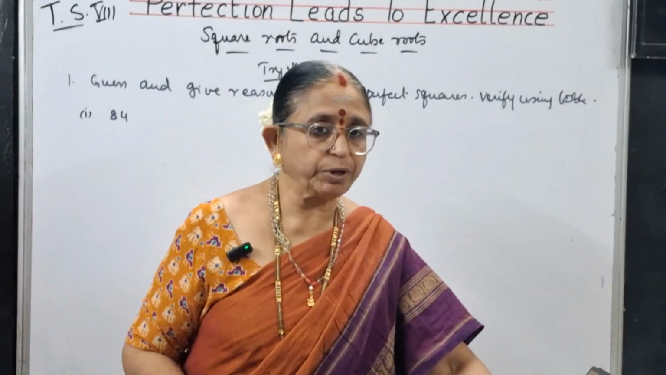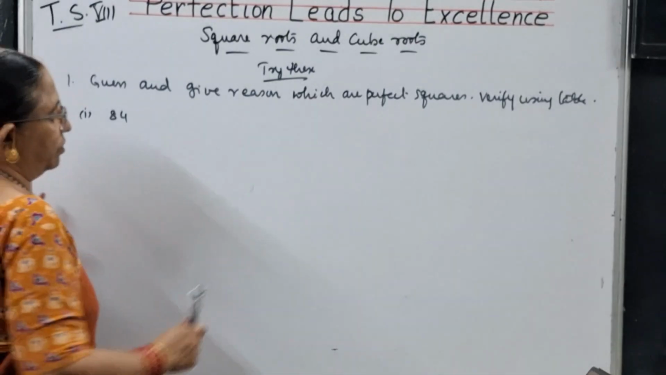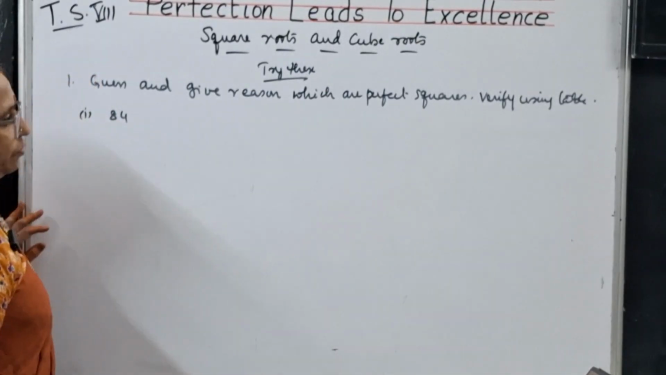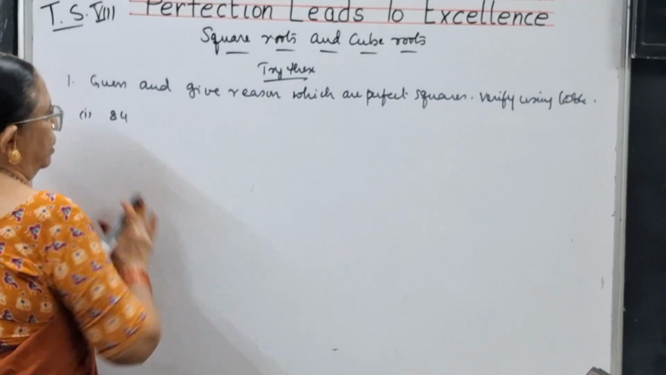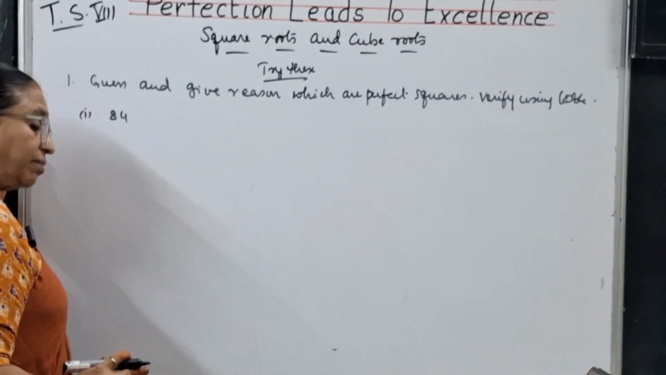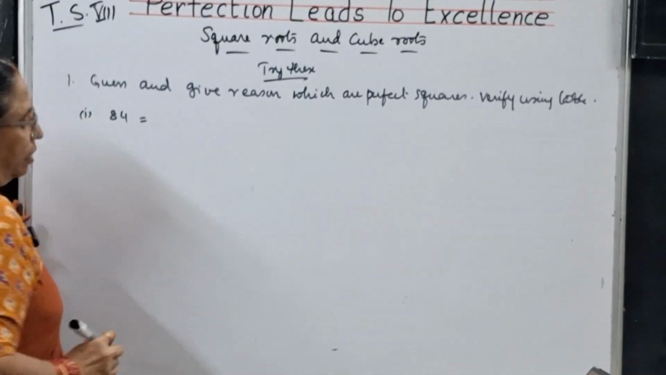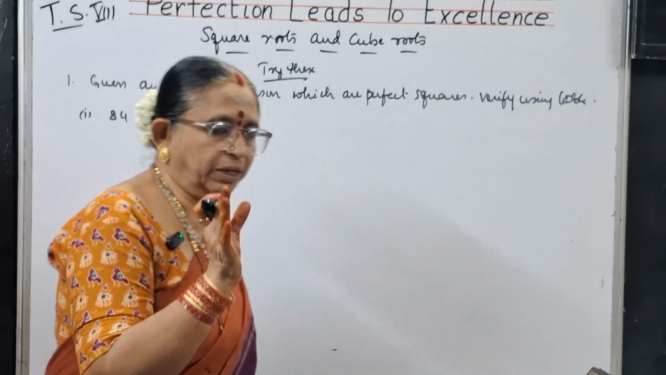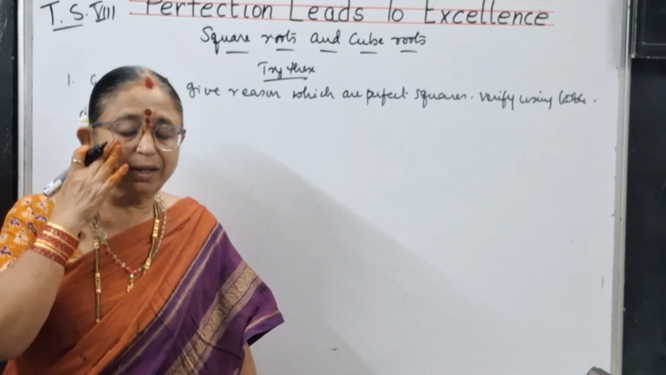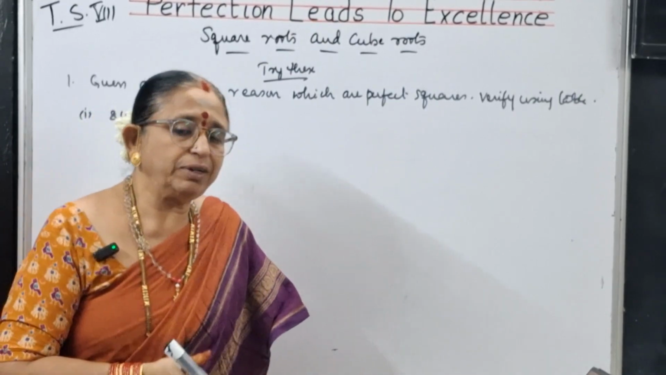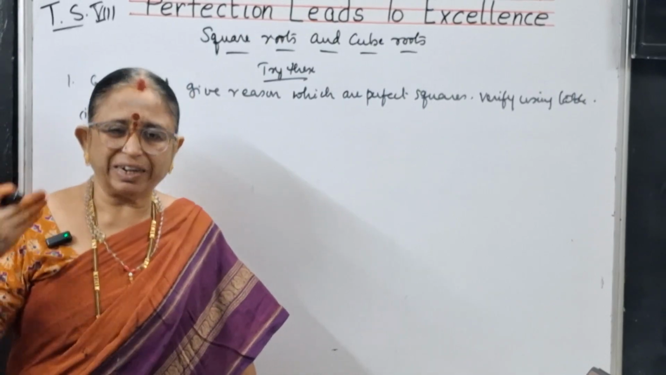Now try this problem, children. Guess and give reason which are perfect squares and verify using the table which we have just now done. 84. Is it a perfect square? Just by observing the number, children, 84, usually when you take a number and find out whether it is a perfect square or not, the easiest way is go for its prime factors. Generally, small numbers means you can guess.